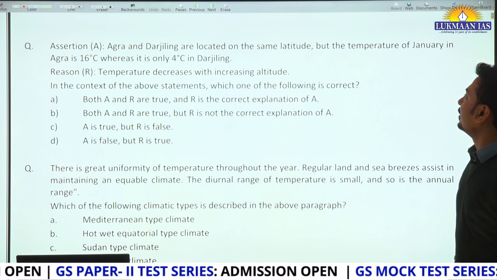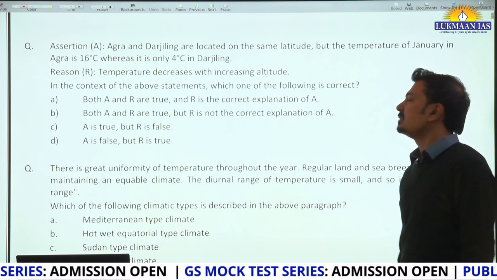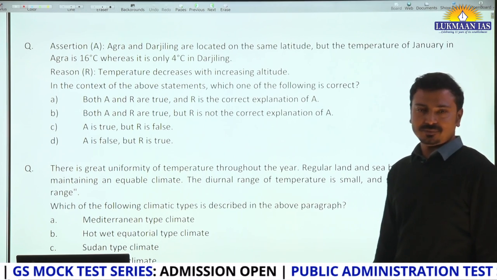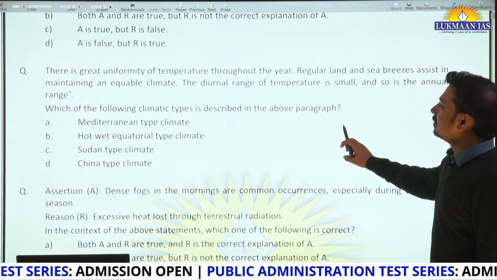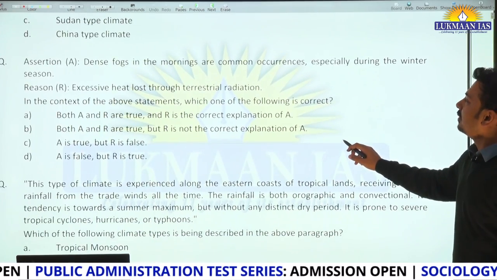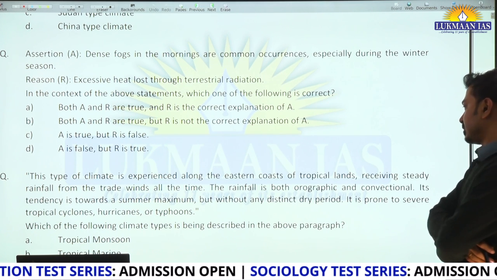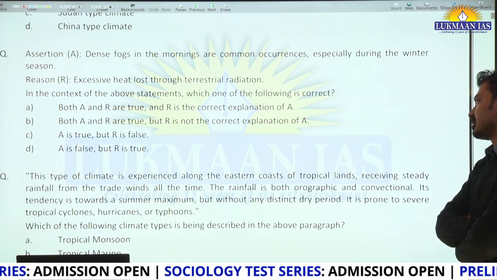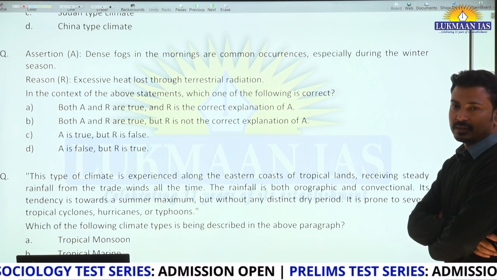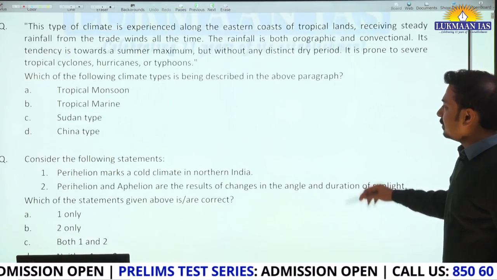Yes, Agra and Darjeeling are located on the same latitude, but the temperature in January in Agra is 16 degrees Celsius, whereas it's only 4 degrees Celsius in Darjeeling. Very simple. Temperature decreases with increase in altitude. Okay. So A is the correct answer. Climate types we will deal with tomorrow. Okay, A and R both are true and R is the correct explanation of A. Yes, that is true. This too we can skip.